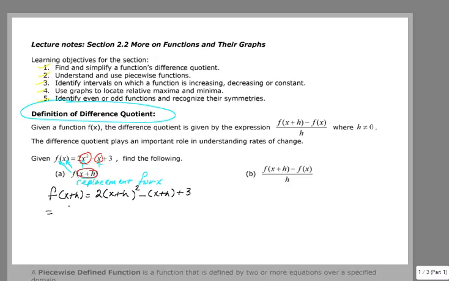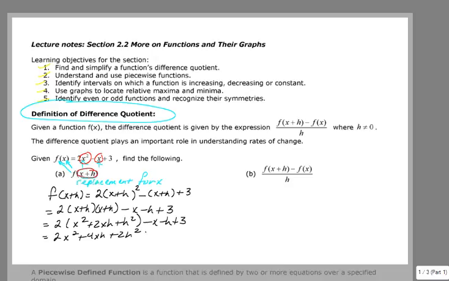So I'm going to scoot over a little bit and work on squaring the x plus h, which is just our good old FOIL method. Distributing out the negative, which is a negative x, negative h, and just writing down the plus 3. So let's FOIL that out and multiply it by 2. 2 times x squared plus 2xh plus h squared minus x minus h plus 3. And finally, let's distribute the 2. 2x squared plus 4xh plus 2h squared minus x minus h plus 3.